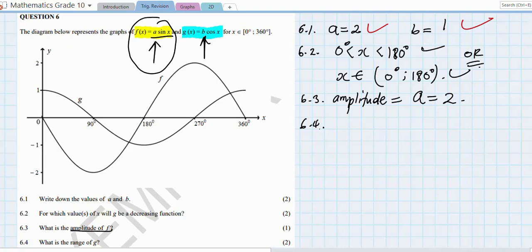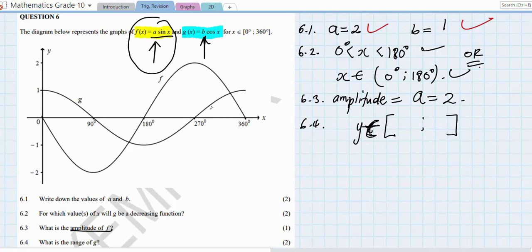Next one, 6.4, it says, what is the range of g? Now, when we talk about the range, we're talking about all the y values the graph is ever going to touch. Since this graph doesn't have an asymptote, its lowest point, it's going to touch that point. Its highest point, it's also going to touch that point.